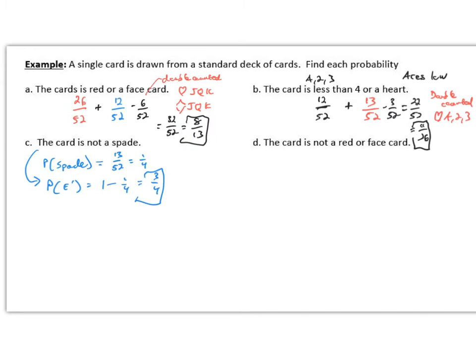And when we see the magic word "not," that needs to be a signal that we're dealing with complements here. So to find that probability, it's going to be 1 minus 8 over 13, because again, that's the probability that it is a red card or a face card. And there's the probability of 5 out of 13.